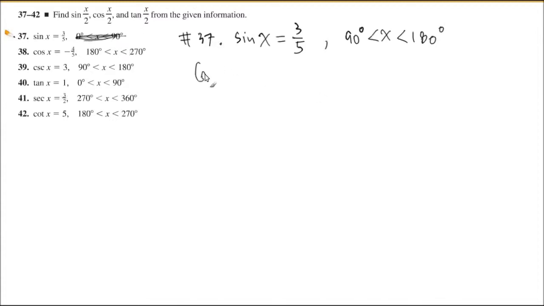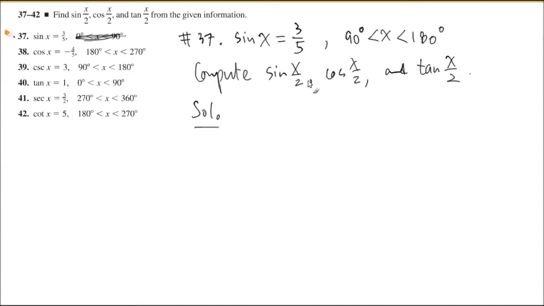And then it says compute sine of x over 2, cosine of x over 2, and tangent of x over 2. That's what it's asked to compute. Let's compute. So what kind of formula comes to your mind? Some obvious formula, right? Half angle formula. Let me start this one for you. What we want is x over 2. Remember, the half angle formula has a plus minus thing, plus minus square root. Remember that?